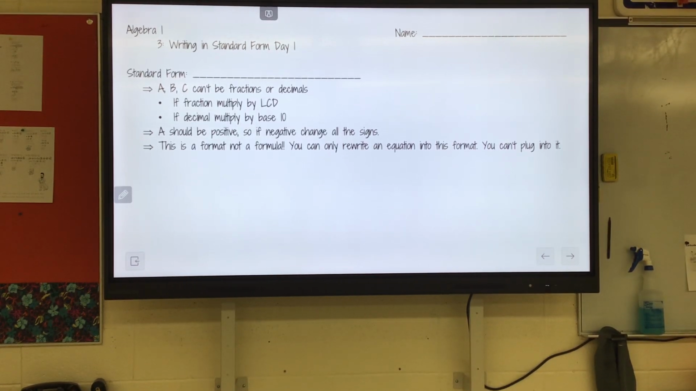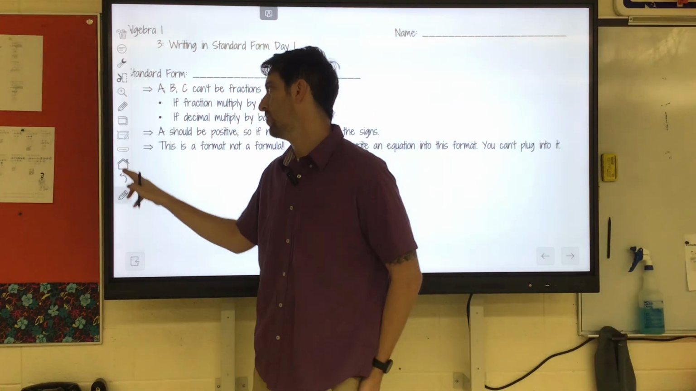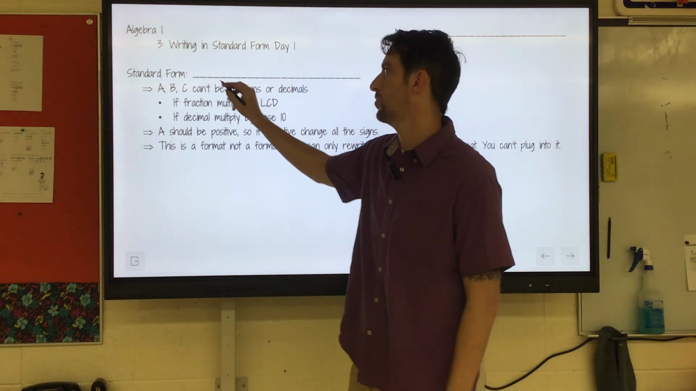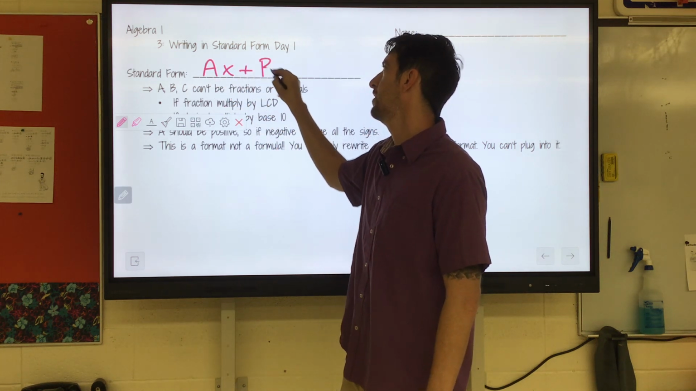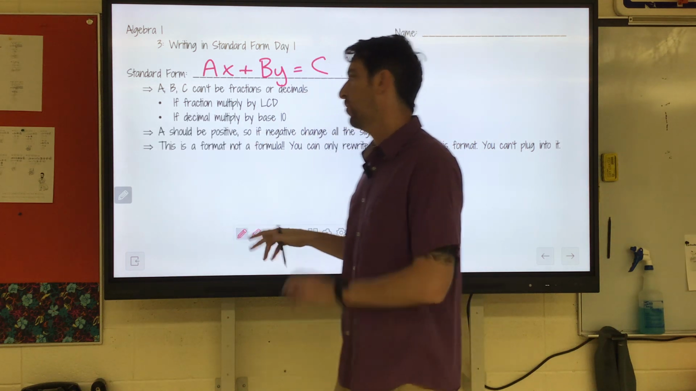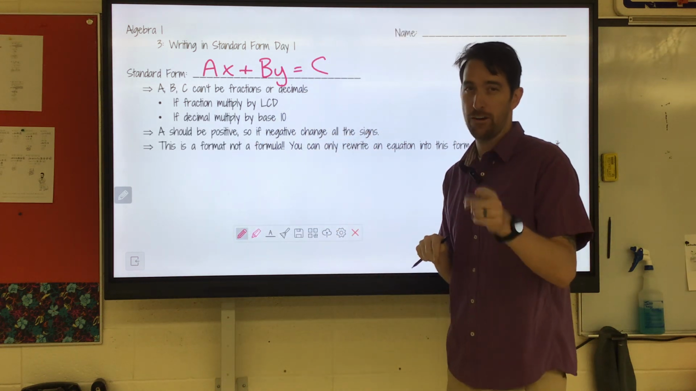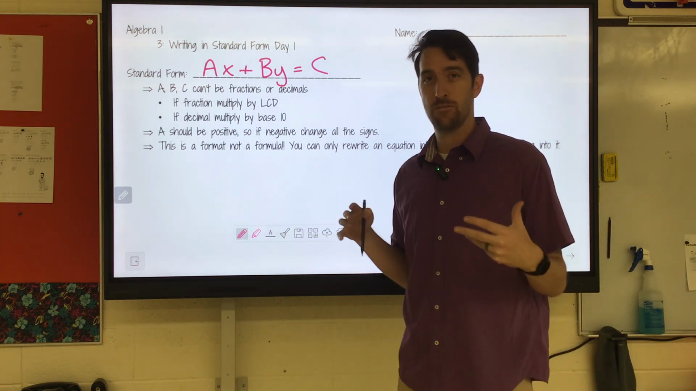And of course, today we're gonna write in standard form. Remember, standard form is the one where you have the x's and the y's on the same side of the equal sign. So x and y, both on the same side. You cannot have fractions or decimals though. Luckily, we've been practicing clearing those out for a while.